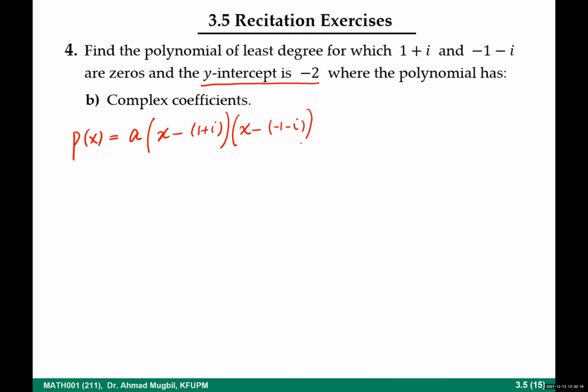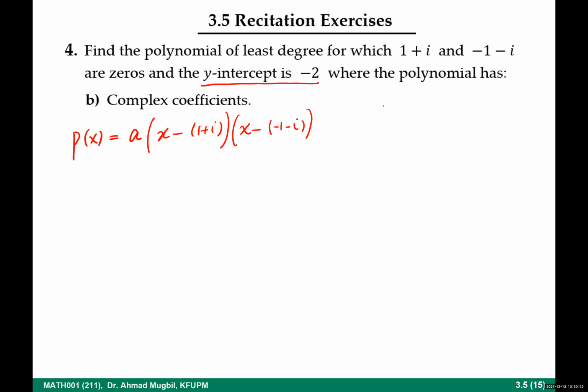Okay. Now the condition here, what he said is that the y-intercept is what? The y-intercept is negative 2. Can we write here x minus negative 2 as some of you did? Can we do that? No. This is y-intercept, not x-intercept. If he said x-intercept, you can do that. If it is x-intercept, it is a zero. It is a real zero.